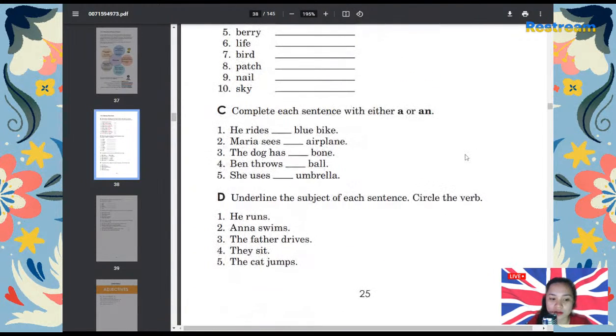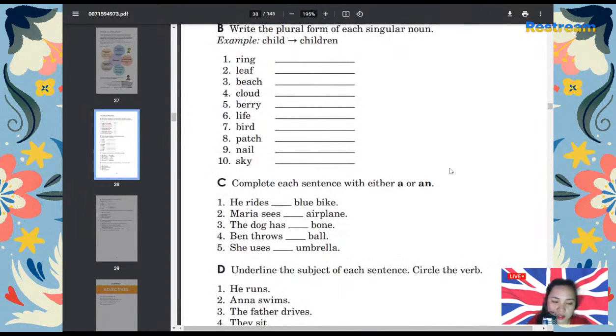So now let's go here first with the letter C. Let us complete each sentence using a and an. Just a reminder: we use a if the noun starts with a consonant, while we use an if the noun starts with a vowel.